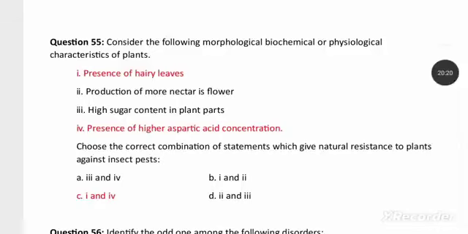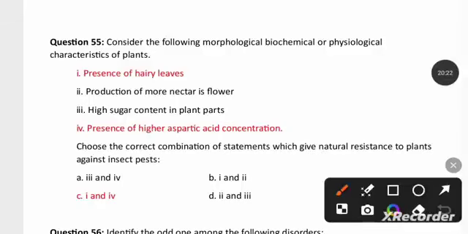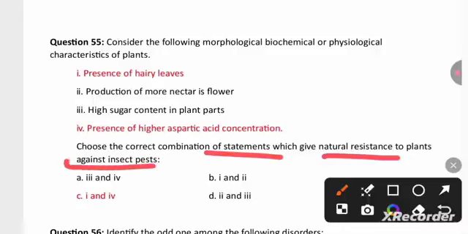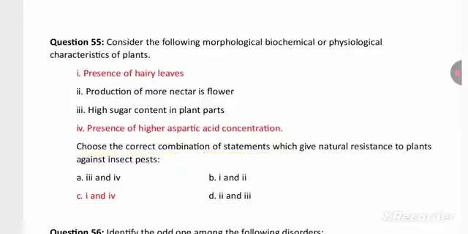Consider the following morphological, biochemical and physiological characteristics of plants. Choose the correct combination of statements which gives natural resistance to plants against pests. So against pests, which are all the characteristics? It supports the presence of hairy leaves and presence of higher aspartic acid concentration. So this helps the plants to combat the pest.